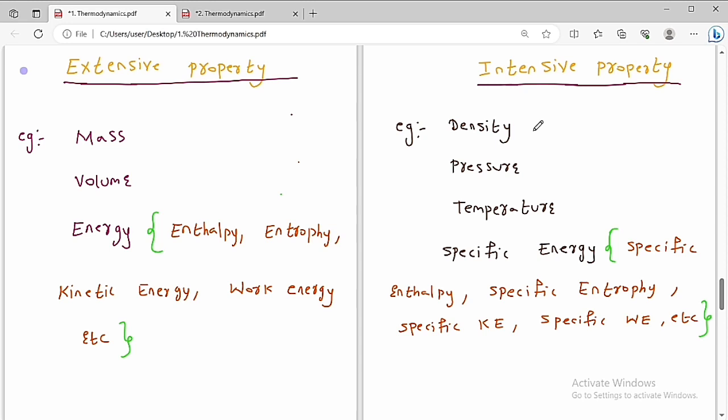Pressure depends only on the height, but it is independent of the mass, so it comes under the intensive property. Yes, temperature is also independent of the mass, so it also comes under the category of the intensive property.